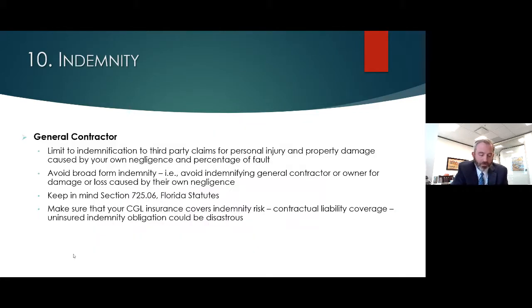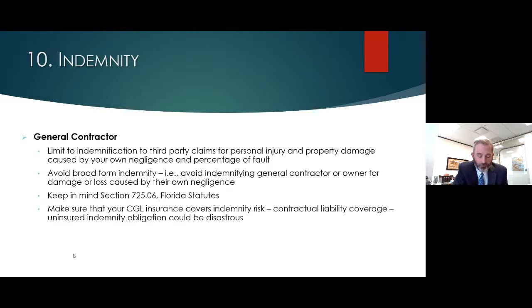So these are the things that you need to focus on when you're looking at an indemnity clause in your subcontract. The first one is, again, it's going to be hard to get the indemnity obligation out altogether. So as a practical matter, what you need to focus on is trying to make sure that the clause is limited to an obligation to indemnify against third-party claims for personal injury and property damage caused by your own negligence and limited to your percentage of fault.